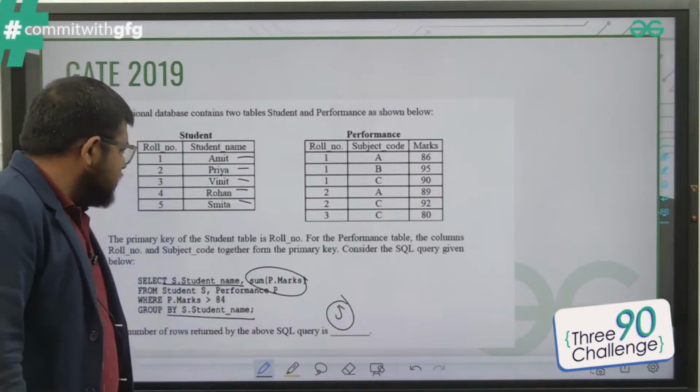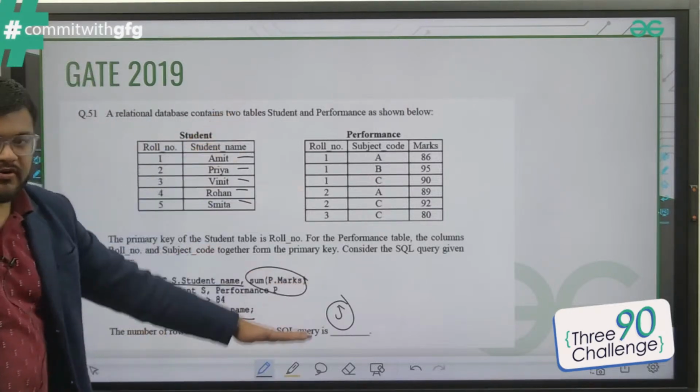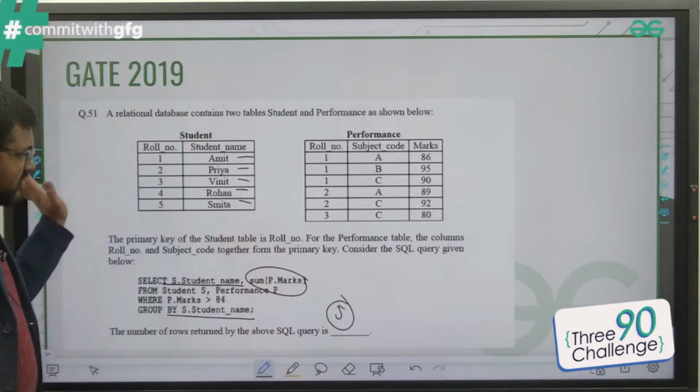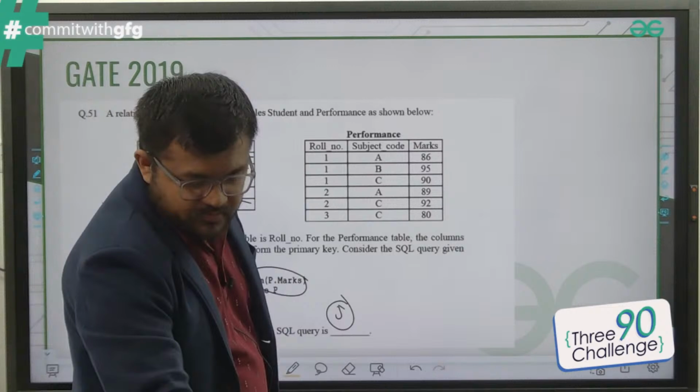Don't try to generate everything. Okay, don't go step by step. Okay, from student s, performance p, now generate all the tuples. No, first read the question and see what is asked, and based on that you carry forward.